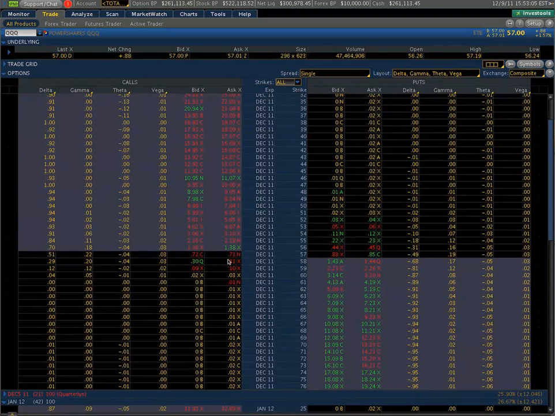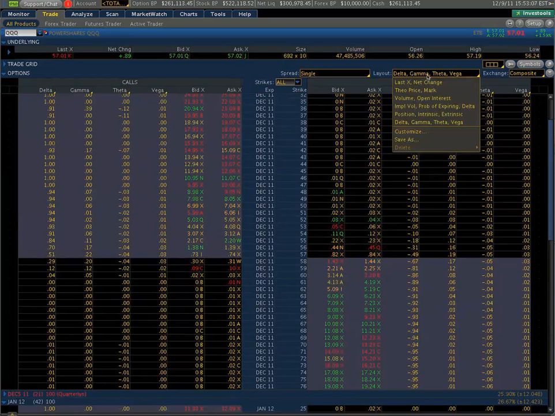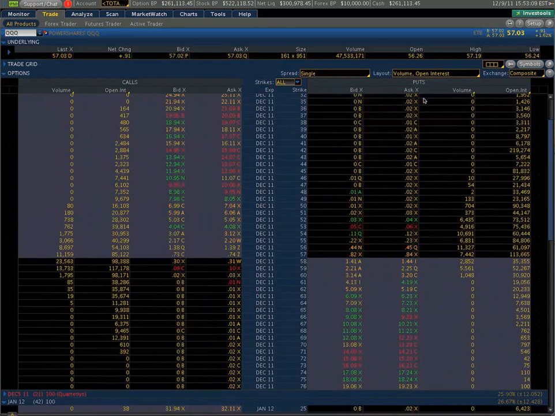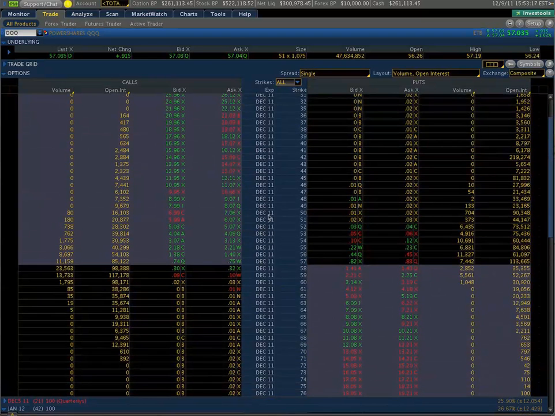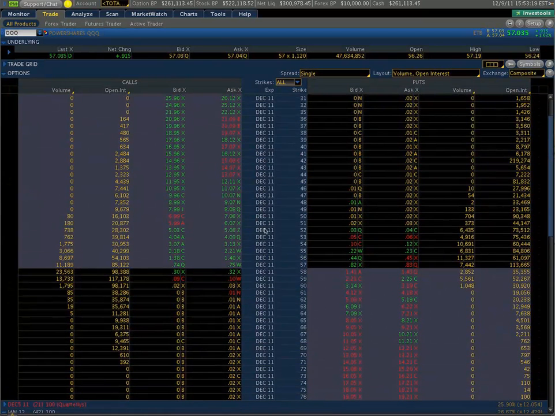All right, let's do one other thing before we move on, and that is take a look at volume and open interest. I picked the Qs specifically because they are a highly active set of options in the market. There's quite a bit of volume in each of these in the Q series, and you can see that the current volume, the column to your left, is all of the volume in the calls today.